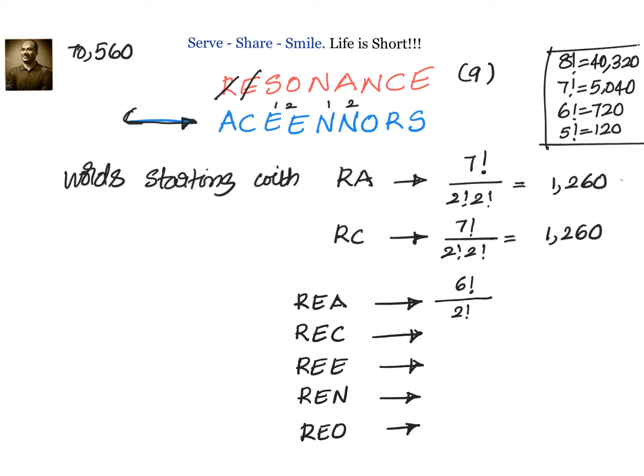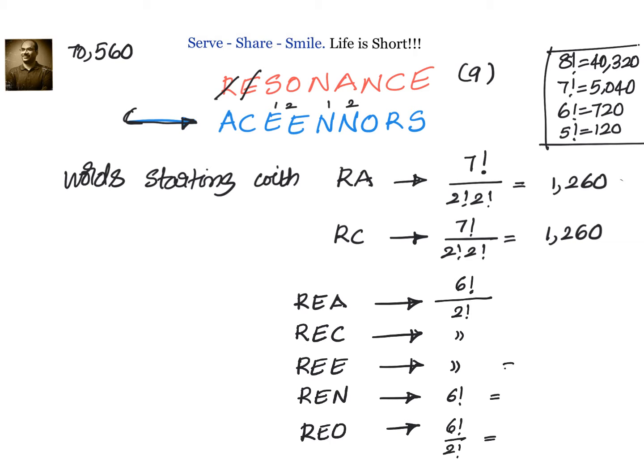Now for REC also, it will be the same, only factorial 6 by factorial 2. For REE also, it will be the same. For REN, what happens for REN? Both E and N are fixed. That means there are no repetitions itself. Now let's go to REO. When you go to REO, again N is there for repetition. So it will become factorial 6 by factorial 2.